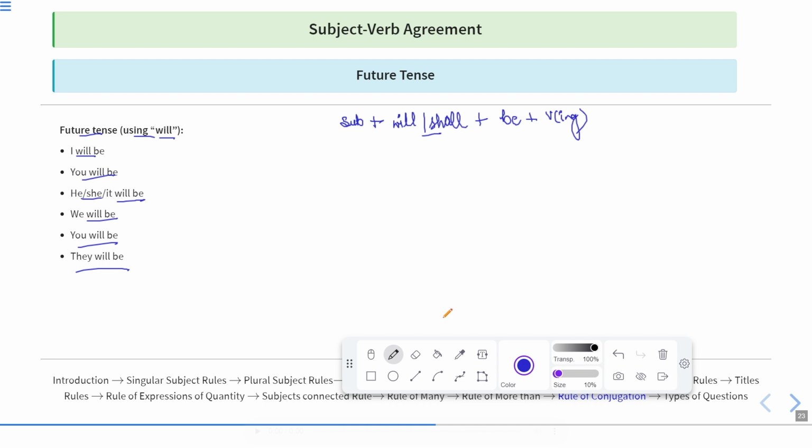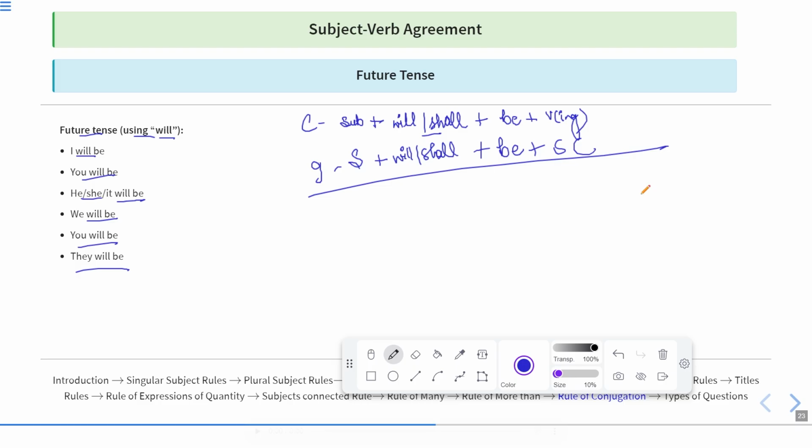Now one more thing, if we talk about future continuous tense and future perfect continuous tense, we can see be in that sentence. In future indefinite also we can have the be form: subject plus will or shall, and after that be, and after that a subject complement. So this is the indefinite tense, whereas this is the continuous tense. And in perfect continuous we'll have will, shall plus have plus been, and then the verb with ing.